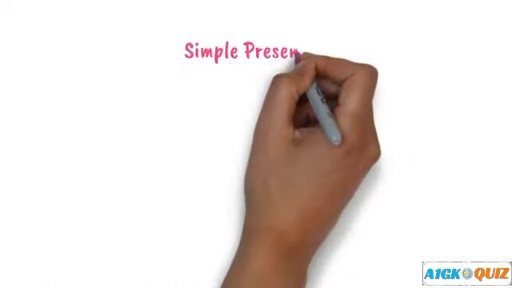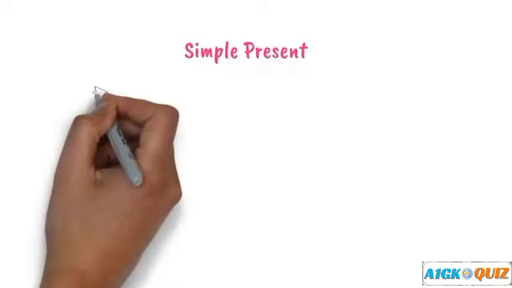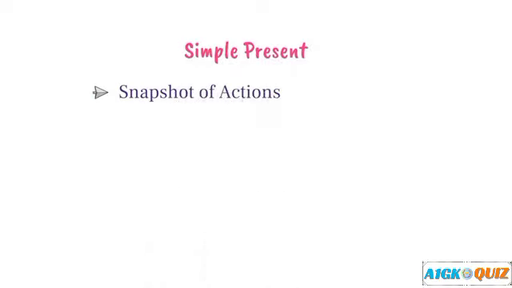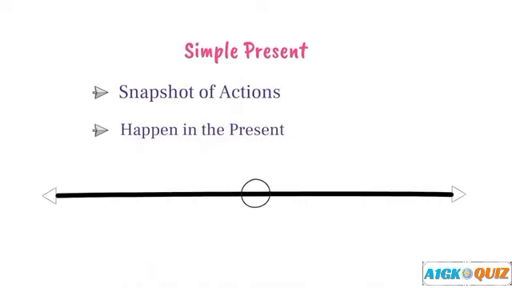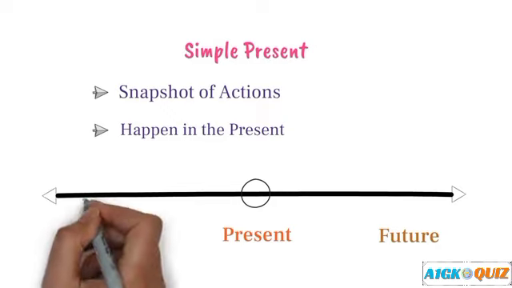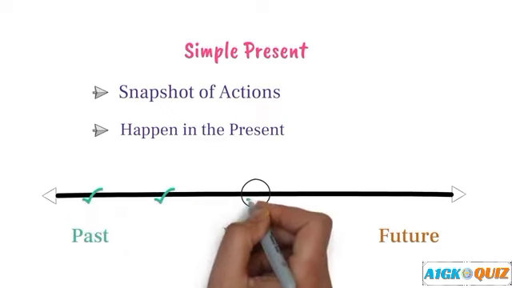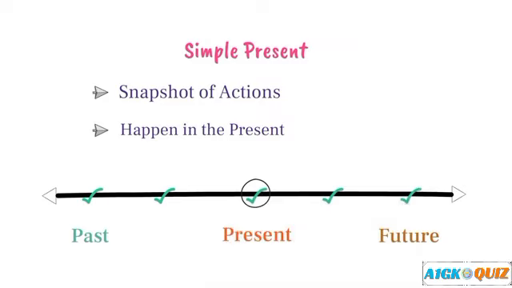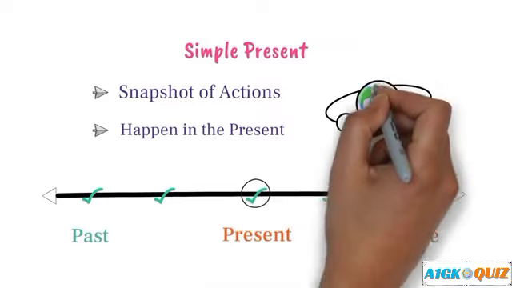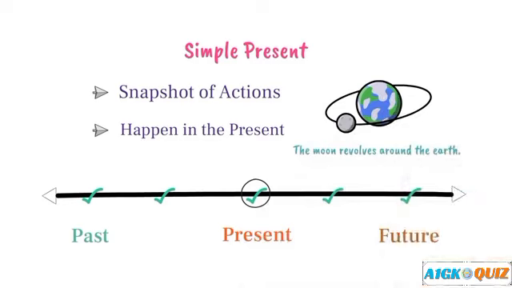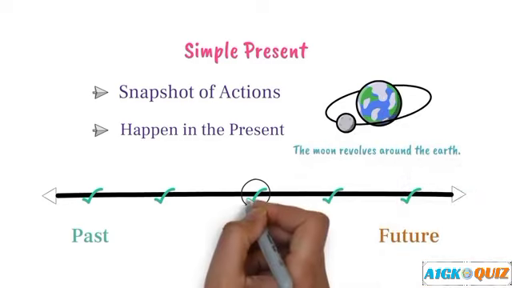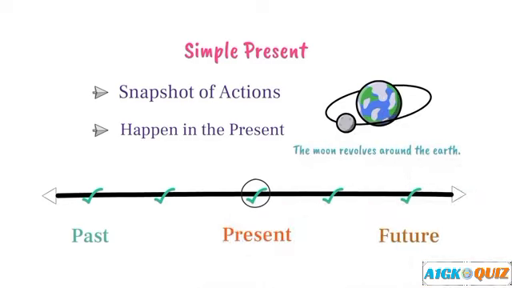What is the simple present tense? The simple present tense provides a snapshot of actions that happen in the present. Suppose this is a timeline where the left side represents the past, the middle represents the present, and the right side represents the future. Then, simple present tense was true in the past, is true now, and will be true in the future as well. For example, the moon revolves around the earth. This was true in the past, is true now, and will be true in the future as well.